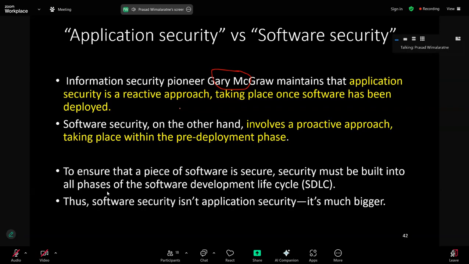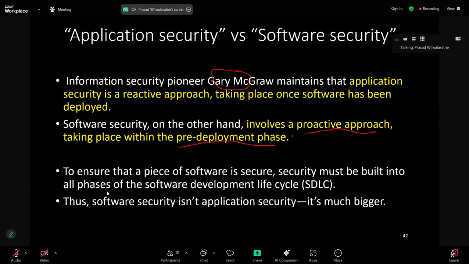Whereas software security has a broader meaning, and he refers to it as a proactive approach. So we work on the pre-deployment phases. Before you try to deploy the software, we do things like secure design, secure requirements capture, and defensive coding, so that we have fewer problems. So it's a proactive approach.